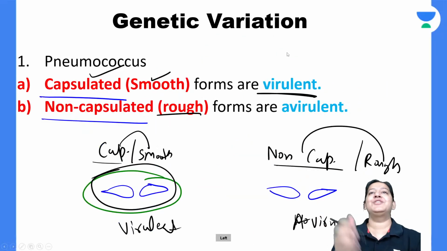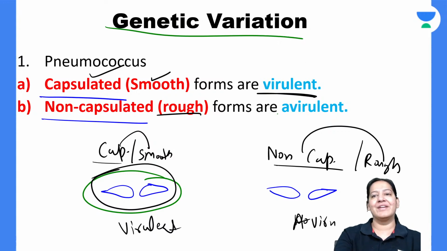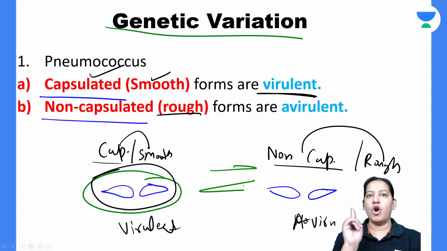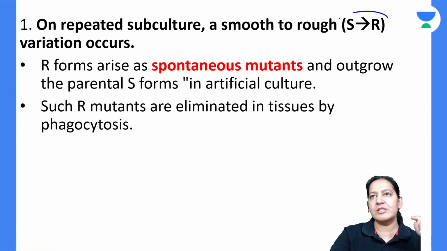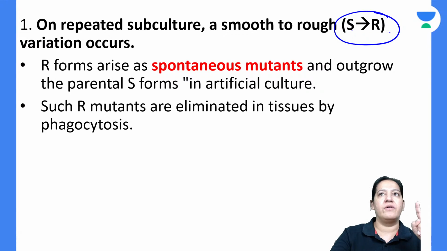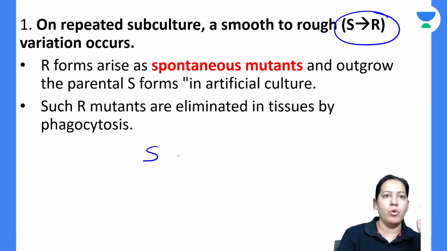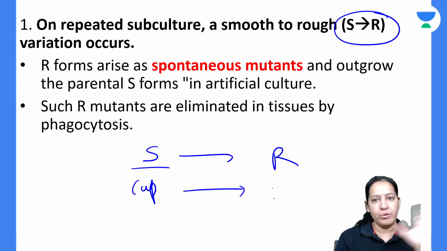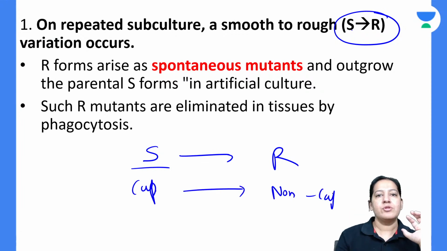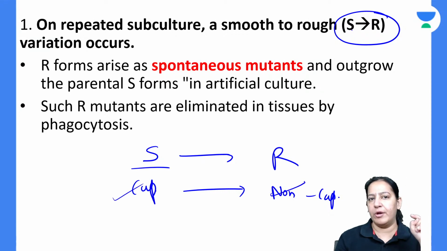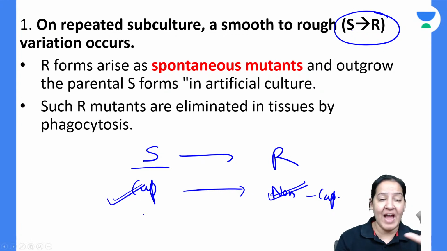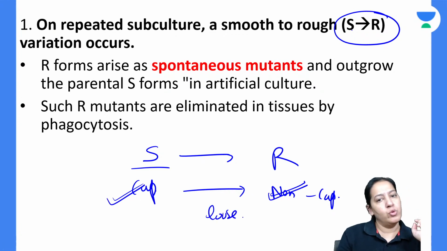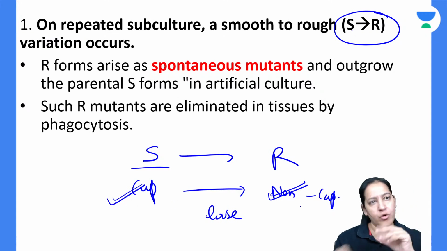So let me teach you genetic variation or antigenic variation, right? We can do this conversion. We will talk about the two types of conversion one by one. The first is, can we convert smooth to rough? Smooth means capsule is present and rough means capsule is not present, non-capsulated. If you want to convert capsulated form to non-capsulated form, the bacteria have to lose the capsule.